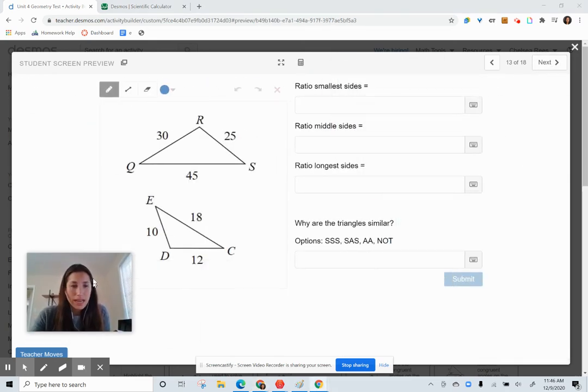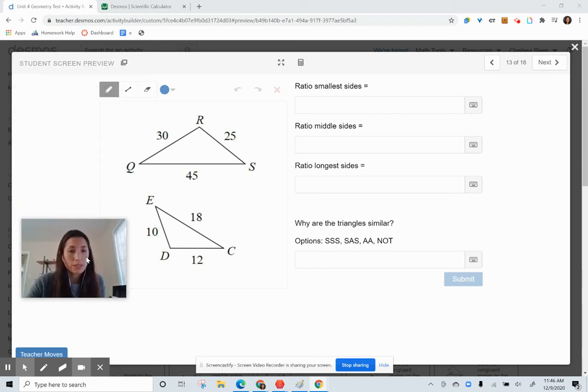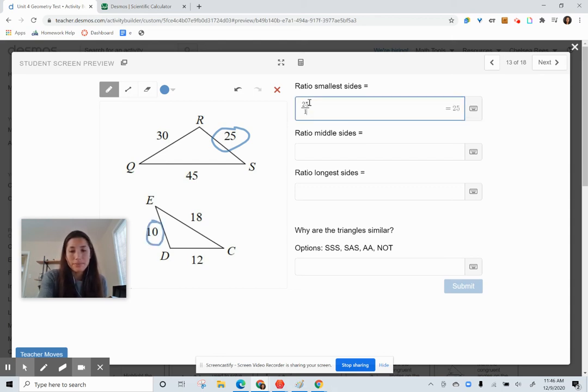All right, here we're looking at triangles, shortcuts for similarity. So the first thing we want to do is look at what are the ratios between the two smallest sides. So we have 3 sets of sides that we know in these triangles. Our 2 smallest sides, 25 and 10, that's the smallest side. So I'm going to make a ratio for that, 25 over 10.